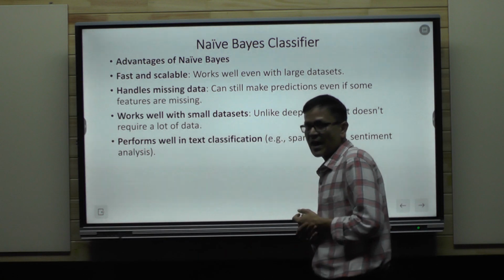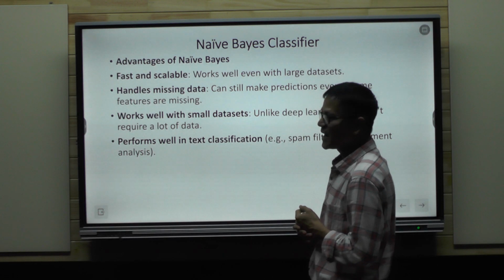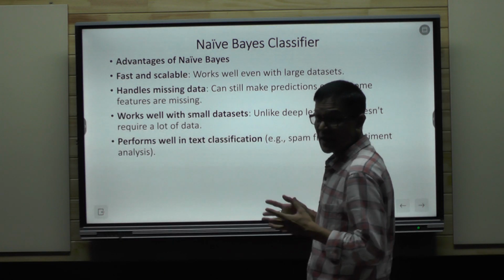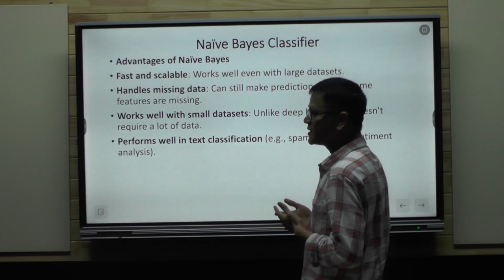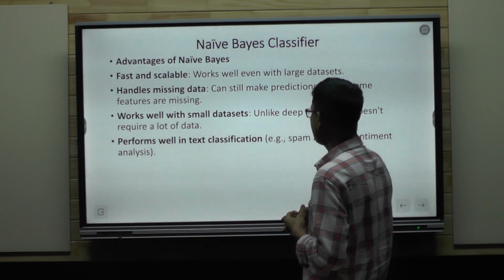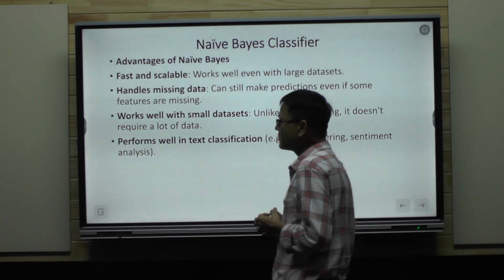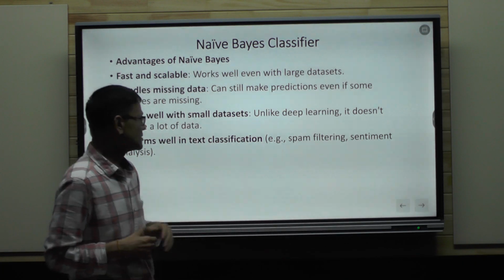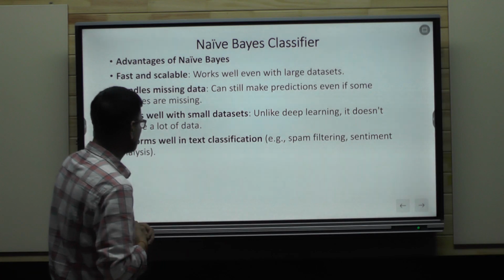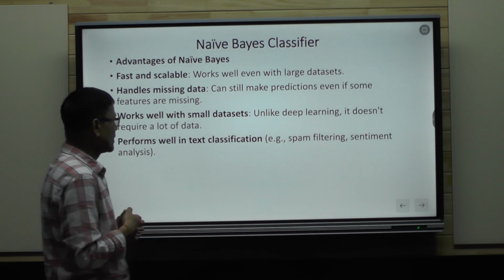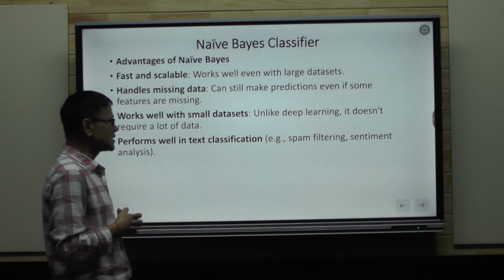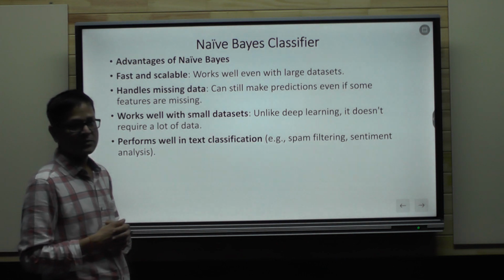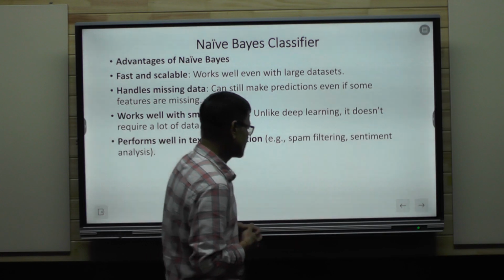So advantages of naive Bayes: fast and scalable, it works very fast. We can apply it on large values. It handles missing data, and can still make predictions even if some features are missing; that is, you can remove the rows and it works fine. It works well with small data sets also. Unlike deep learning, it doesn't require a lot of data. It performs well in text classification. Mostly we use it in text classification.